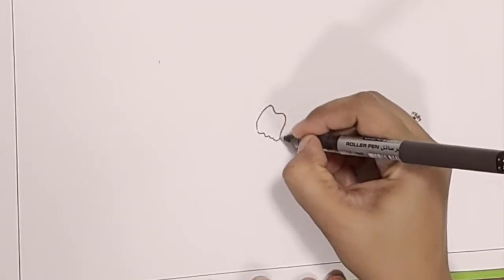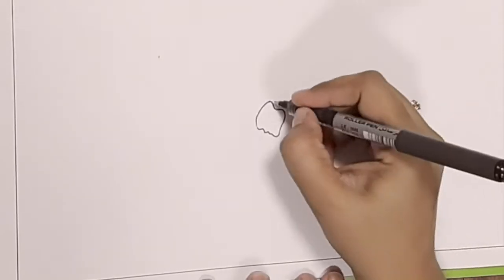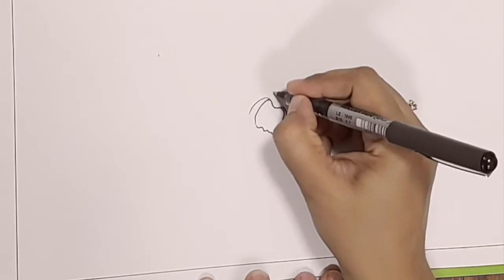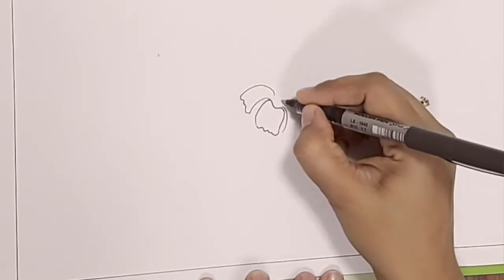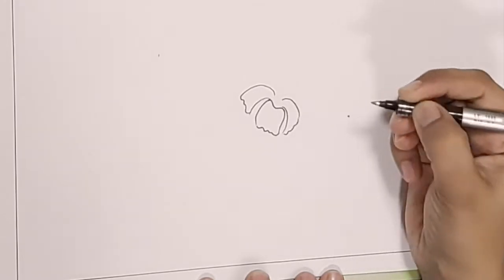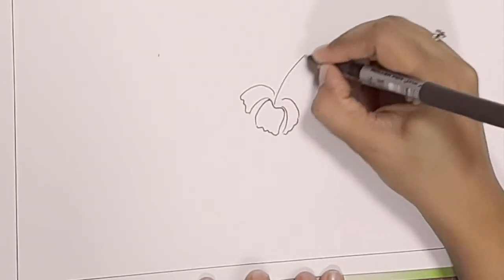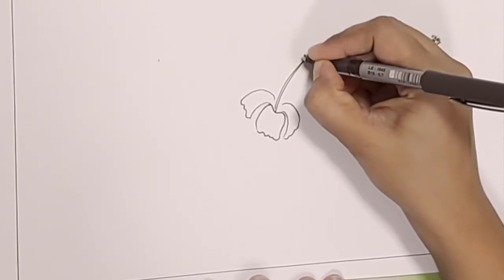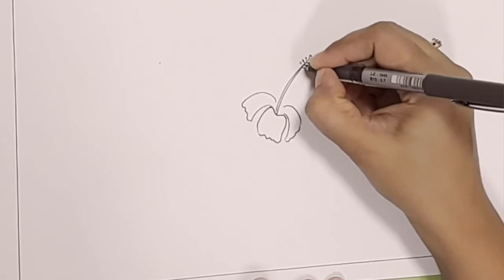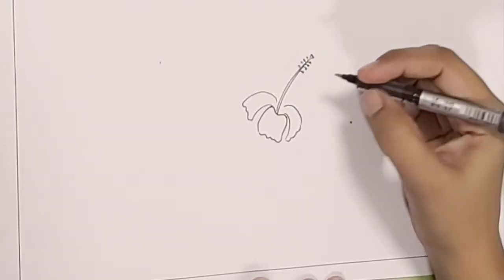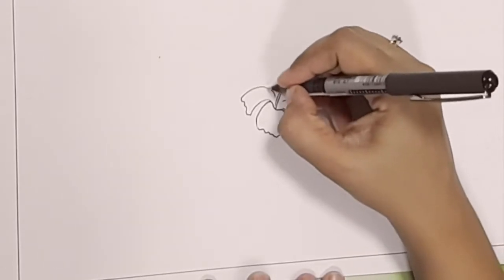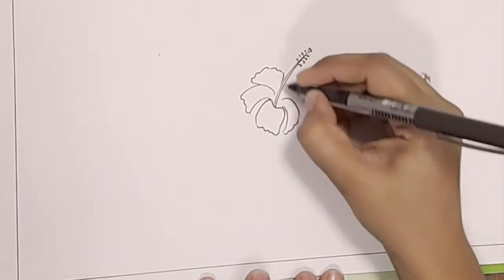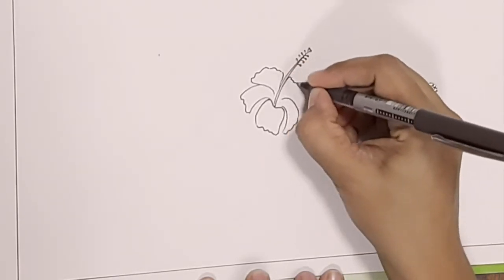So we will start with the center petal, which is falling towards the front, and then the 2 side petals. Alright, then we'll draw the filament in the center, followed by the remaining 2 petals. This flower generally has got 5 petals, and we have drawn all 5 of them.